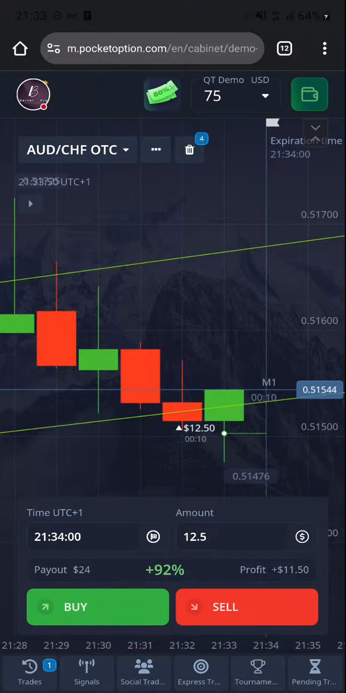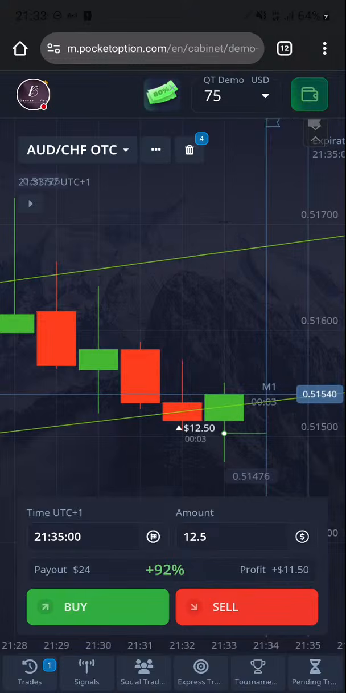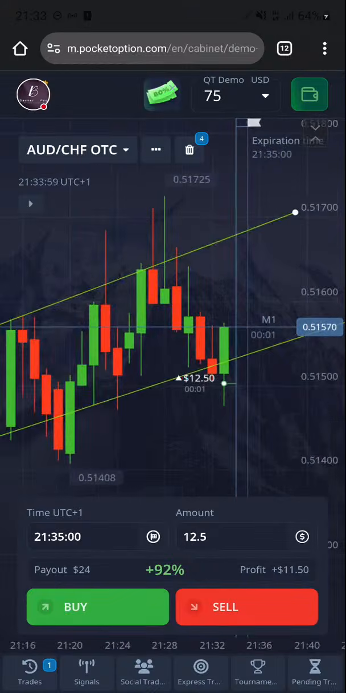If we have the green candle, let's see. Okay, cool. We're gonna win the trade.